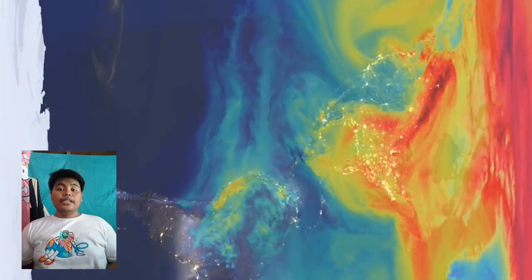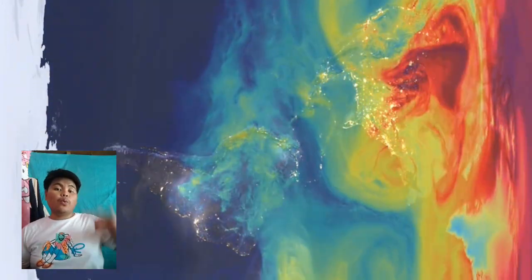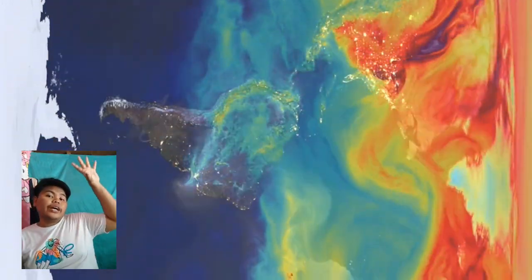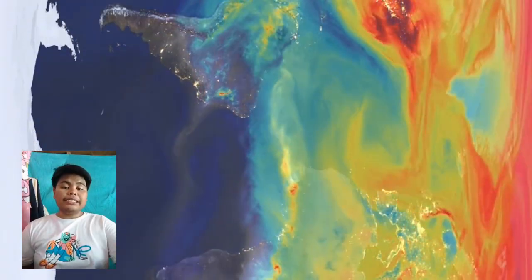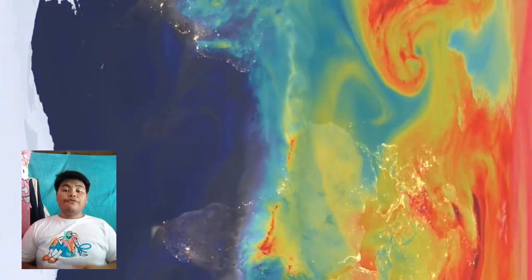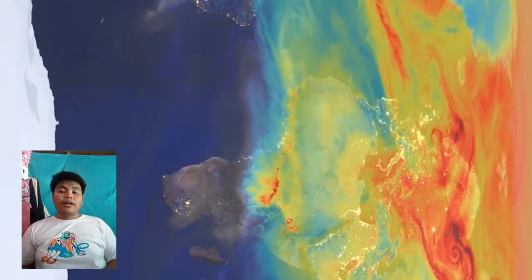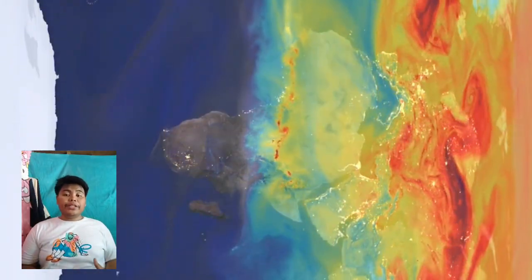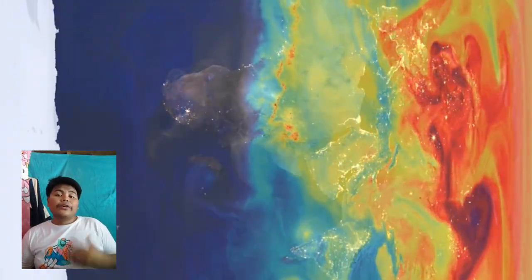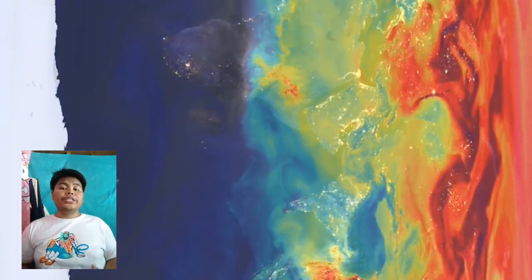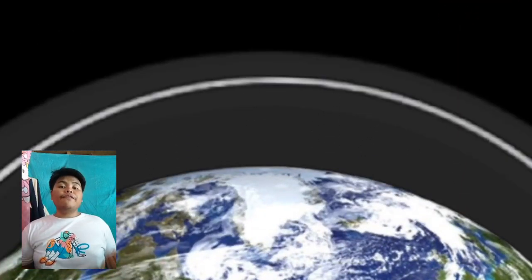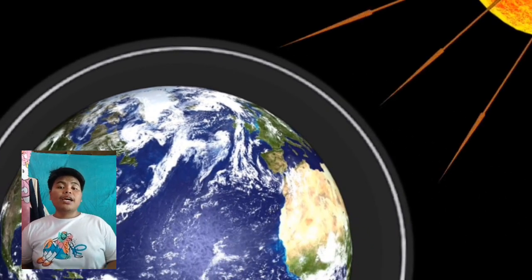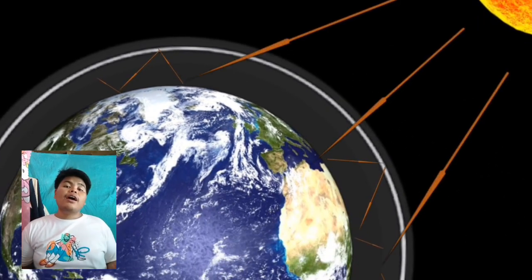Good day, students. Today I am going to discuss these wonderful colors floating around in the Earth's atmosphere. This color-coded map represents the concentration of greenhouse gases. These are gases in the Earth's atmosphere that trap heat. Greenhouse gases act as a natural heater of the planet because of their ability to absorb and re-emit infrared radiation, or heat. This process is called the greenhouse effect.